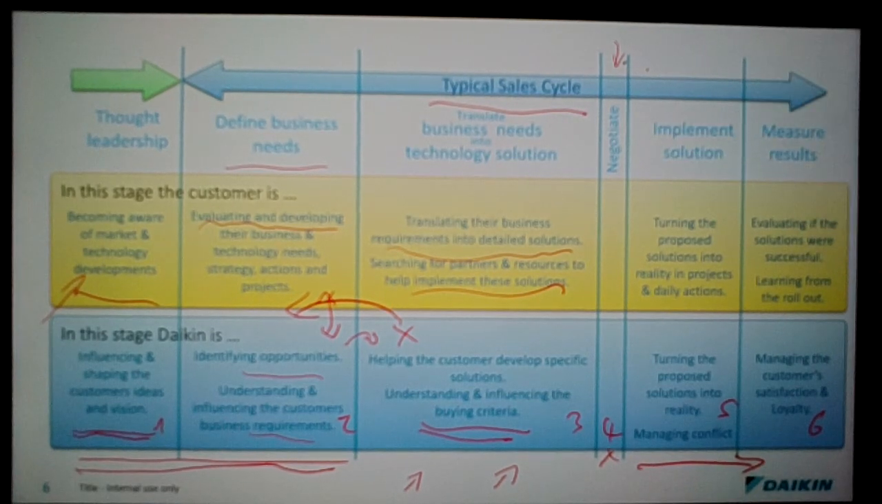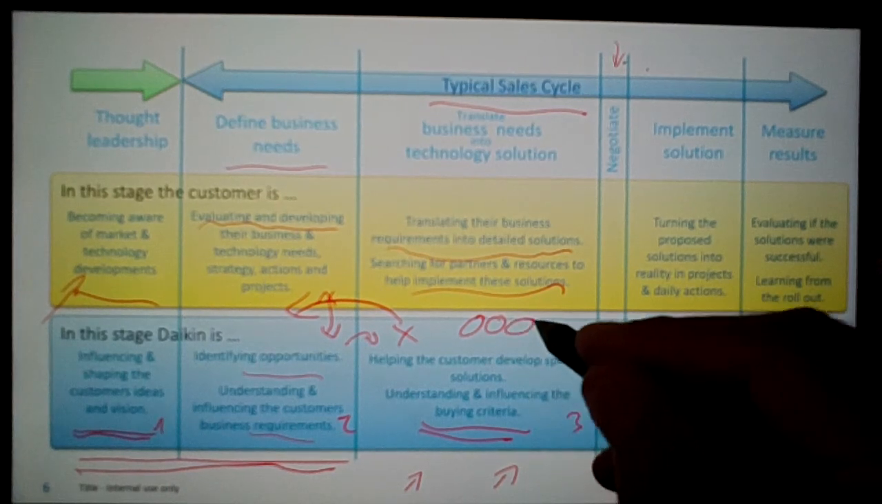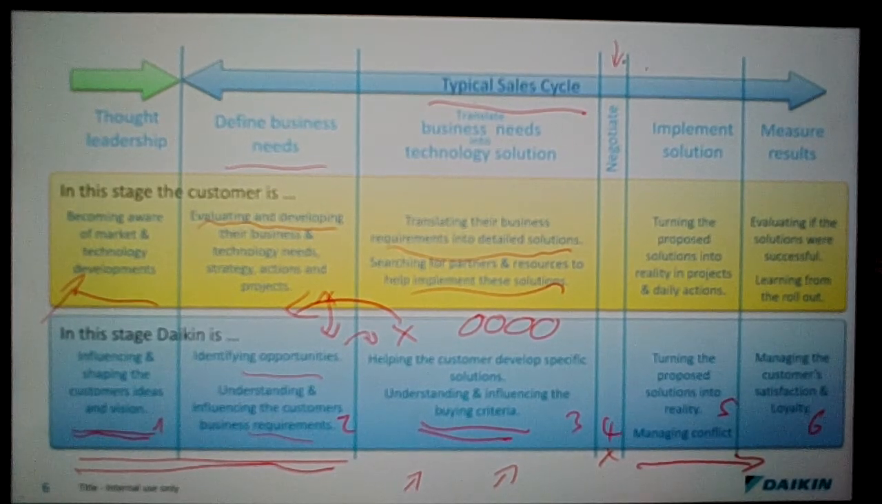How many proposals happen in this stage? 1, 2, 3, 4. I'm not sure how many your record is of the number of proposals you've written for one particular case, but certainly 1 is very rare. 2, 3, 4, 5, 6, 7 are much more common, and that's our job then to write as many proposals as it takes to help our customer translate their business requirements into a technical solution.